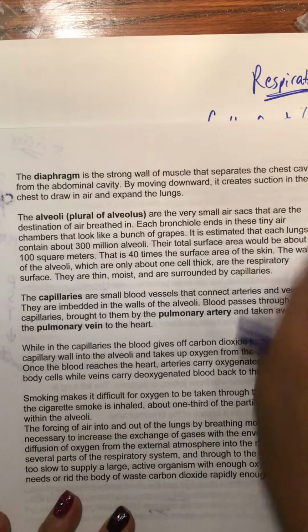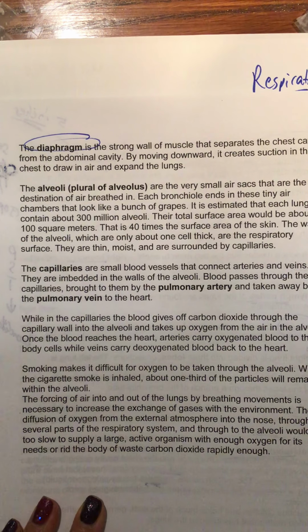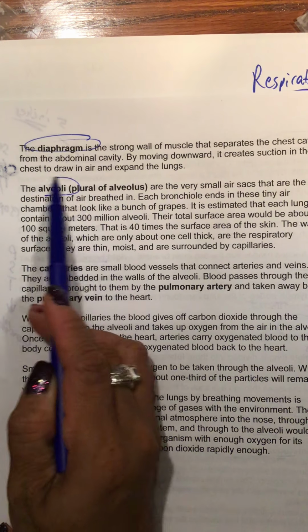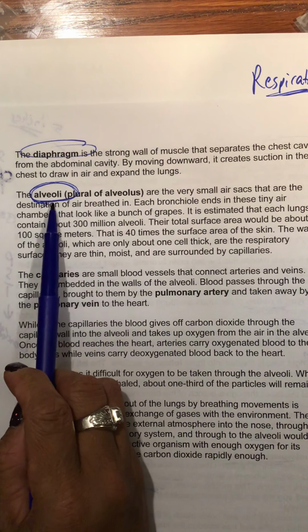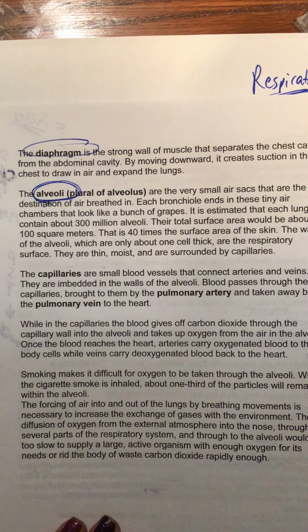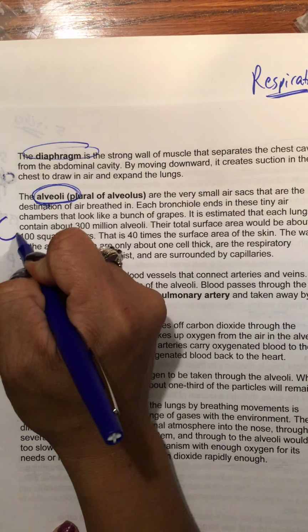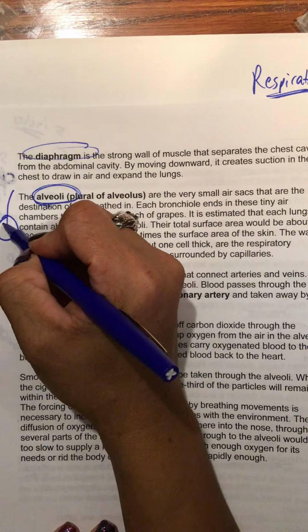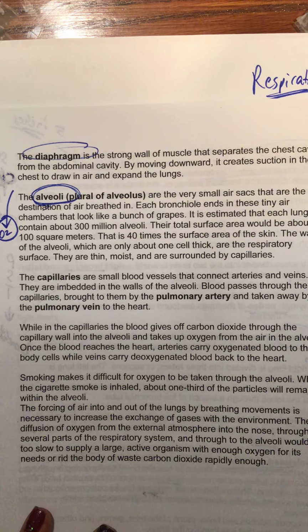Okay, the diaphragm. So we just talked about the diaphragm in the previous one. It's a strong wall of muscle. The alveoli, this is the star of the respiratory system. These are the air sacs. They're tiny, tiny microscopic air sacs, and these are the destination of the air that we breathe in. So these tiny air sacs are basically the ones that bring in the O2 and bring this oxygen into the bloodstream. They're very thin, they're very small, and diffusion does it all.